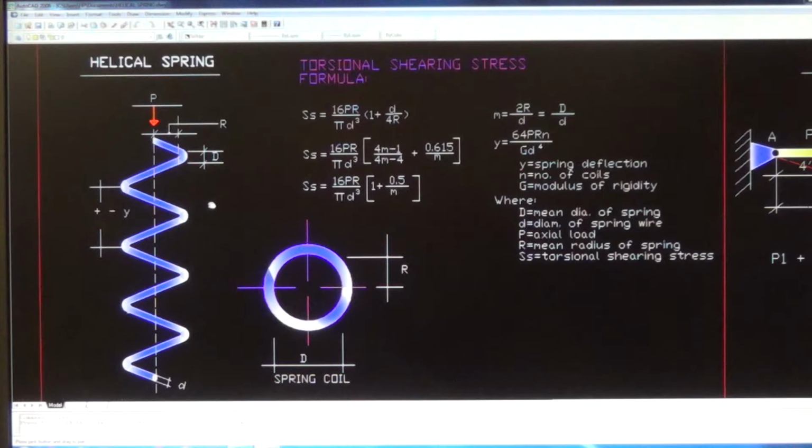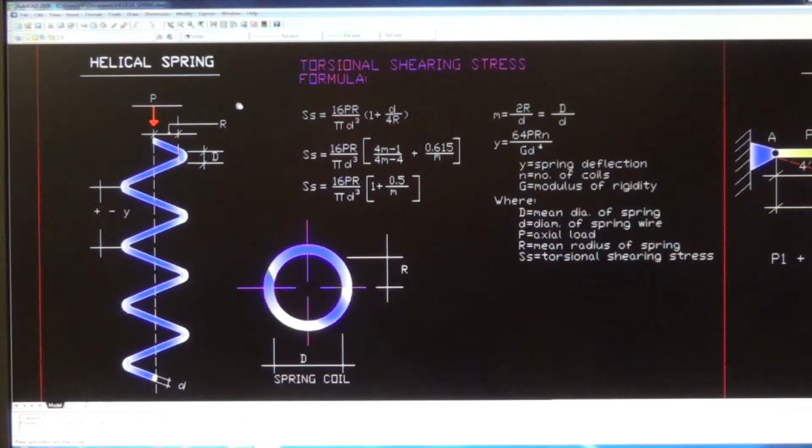The helical spring can function in either compression or tension. They both have the same capability of storing energy, tension or compression, same thing. It will eventually go back to its original position when the load is released.